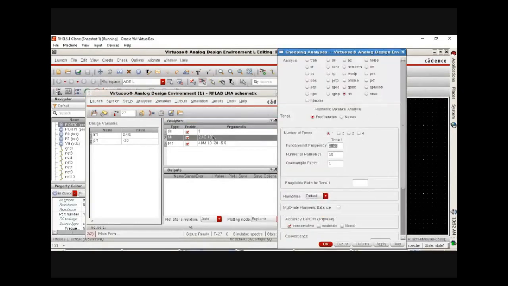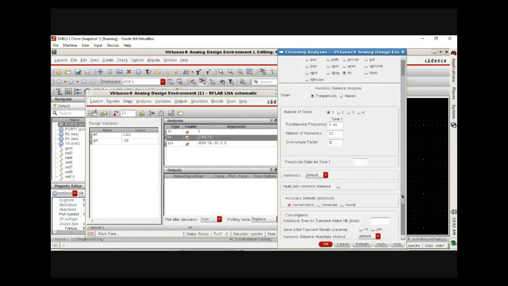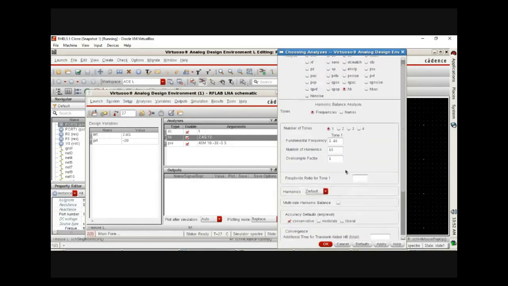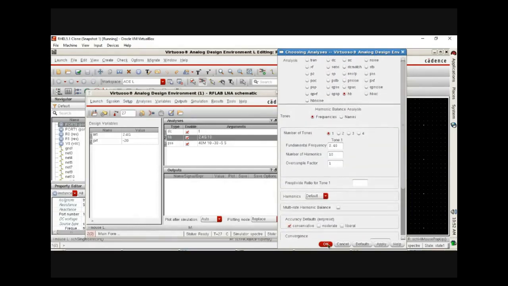If you double click on the harmonic balance analysis, because I have already set up this analysis, as I mentioned before, you can perform a 2-tone test or give multiple input tones. Currently, I'm giving only 1 tone, and the fundamental frequency is 2.4. The number of harmonics I want to observe is given as 10 here. You can just leave this oversample factor as 1. Nothing else here. I have just given the accuracy default settings, and I have saved it.